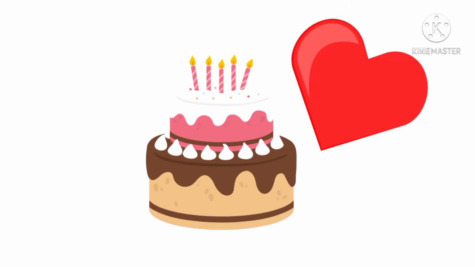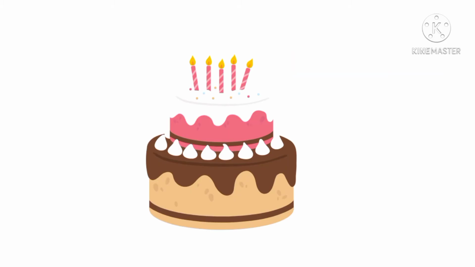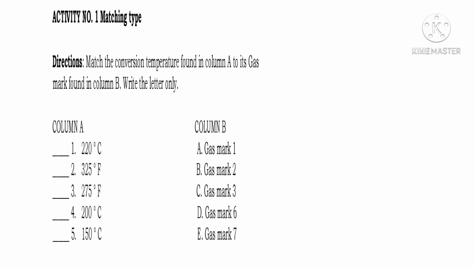If you really mastered and understand our topic for today, let us answer our first activity. Read carefully the direction. Activity number 1. Matching type. Direction: match the conversion temperature found in column A to its gas mark found in column B. Write the letter only on your paper. Column A. Number 1, 220 degrees Celsius. Number 2, 325 degrees Fahrenheit. Number 3, 275 degrees Fahrenheit. Number 4, 200 degrees Celsius. Number 5, 150 degrees Celsius.